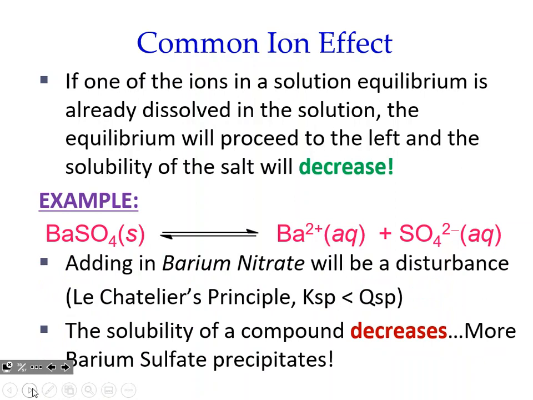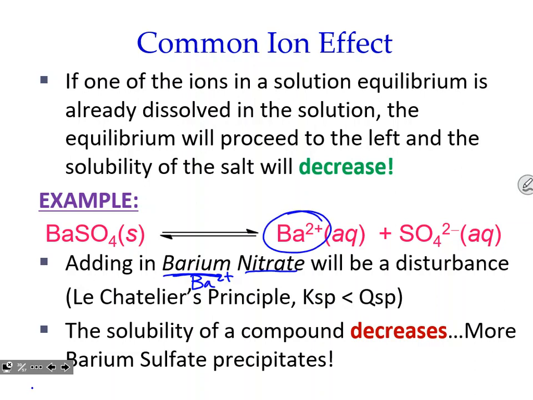Say we have a beaker where the barium sulfate was dissolved and it's at equilibrium. It's saturated and at equilibrium at this point. Now, we're going to take some barium nitrate and add it to this barium sulfate solution already there. In that case, the common ion is going to be the barium. Nobody really cares about the nitrate, but the barium, Ba2+, that is like adding in a product.